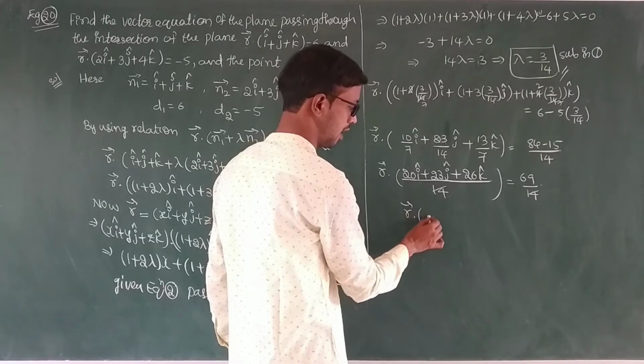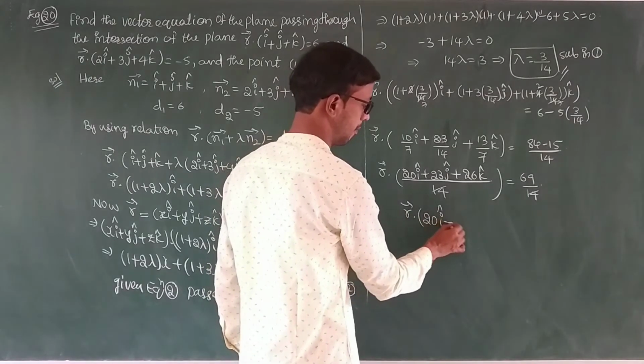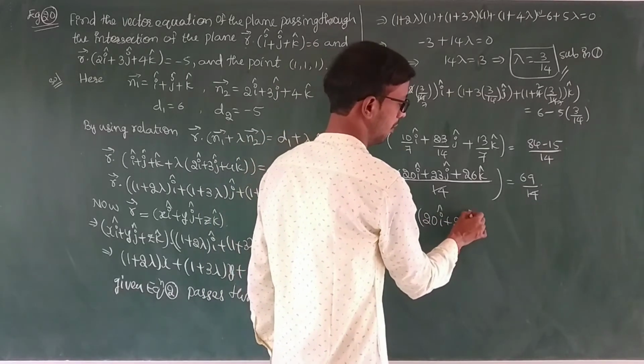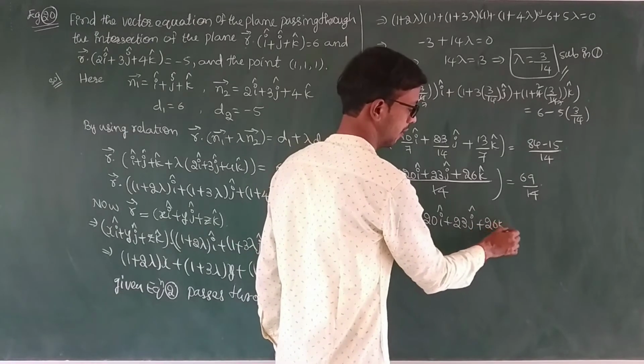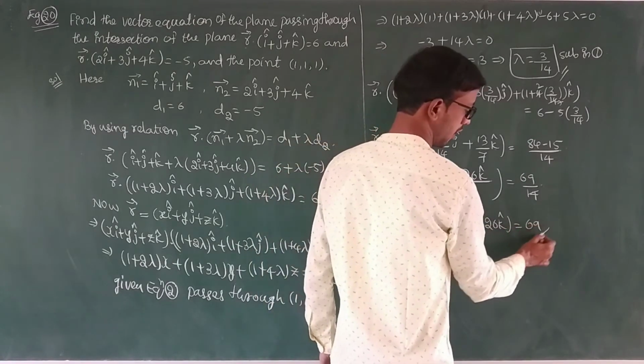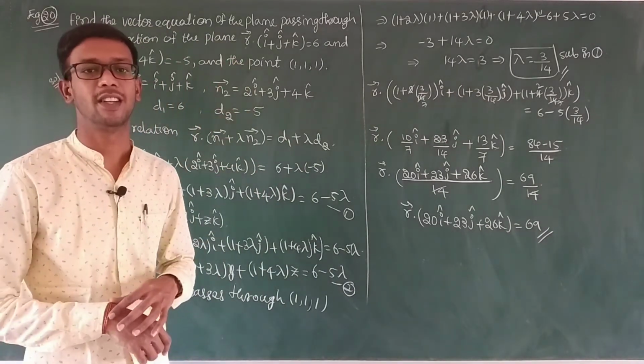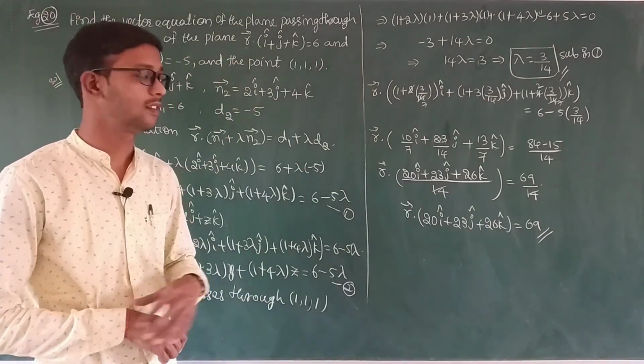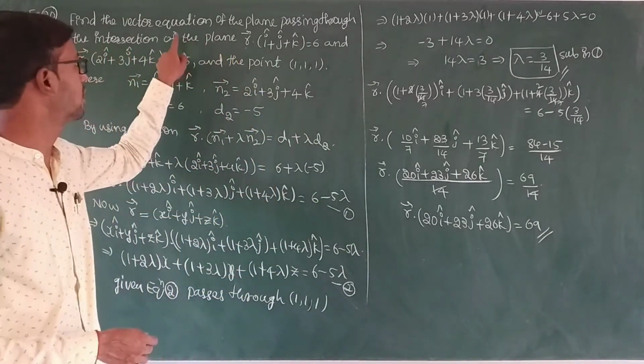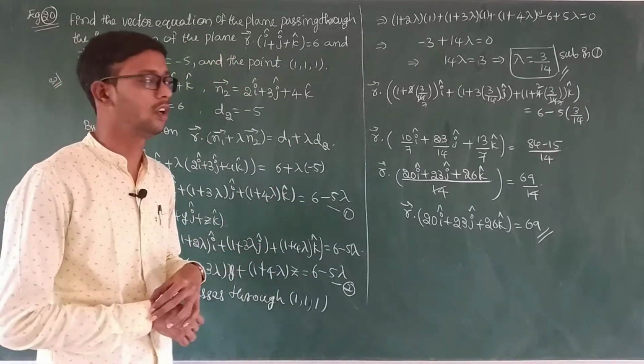R bar dot of (20 I cap plus 23 J cap plus 26 K cap) equal to 69 is the required plane equation passing through the intersection of two planes in vector form. Here the vector equation is asked, so that is how to find the vector equation.